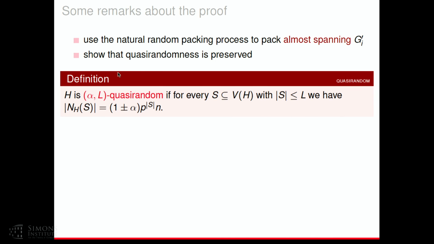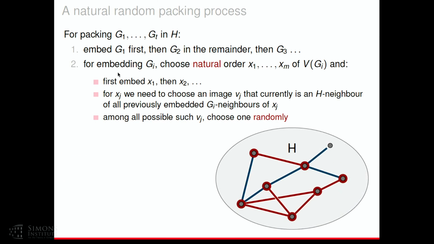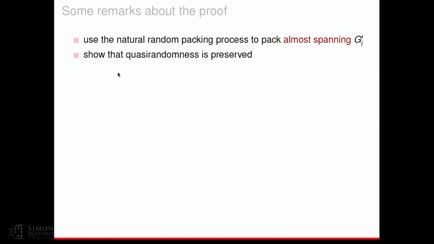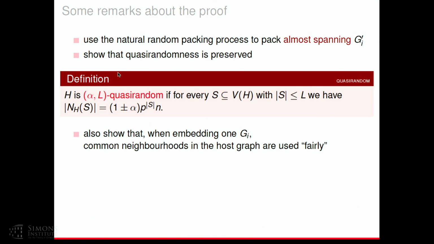Now, why is this natural? If you think back of our process, I said, for example, at this point, I want to embed this vertex in the common neighborhood of these three vertices. And then it would be really nice if I have some information about the common neighborhood of these three vertices throughout my process. And that's what this quasi-randomness notion provides me with.